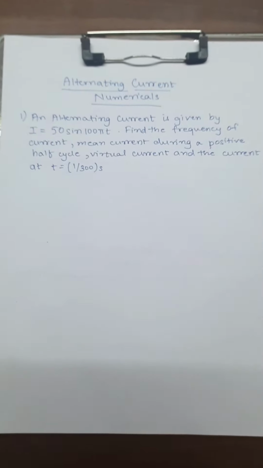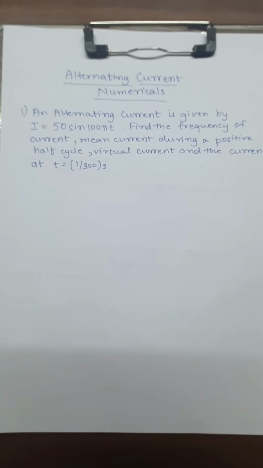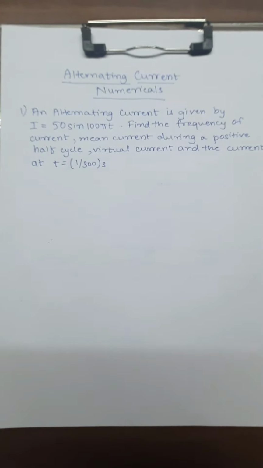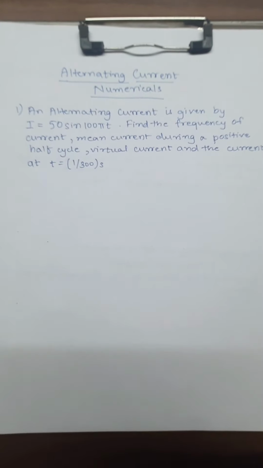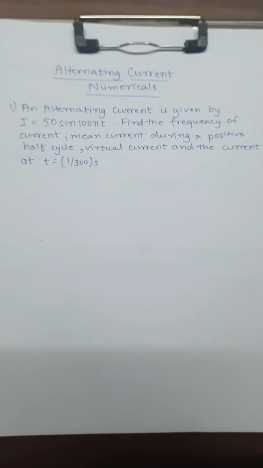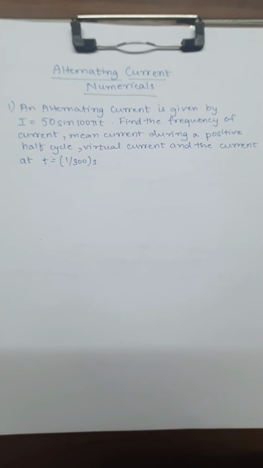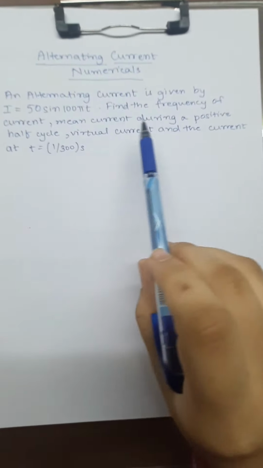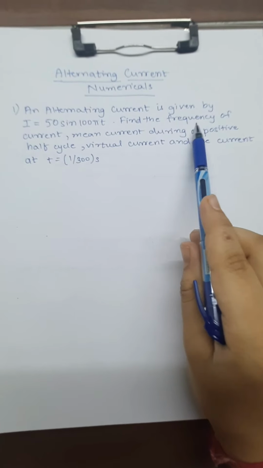So the first numerical is: an alternating current is given by I equal to 50 sine 100 pi t. Find the frequency of current, mean current during a positive half cycle, virtual current and the current at t equal to 1 by 300 seconds. Yes, so first we have to find the frequency.